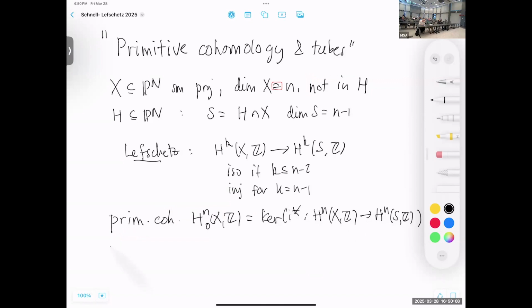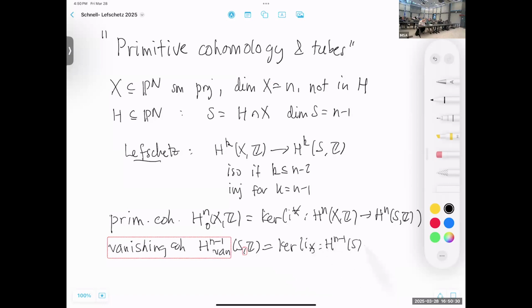And then for S, I can turn it around. There's the so-called vanishing cohomology in degree n-1 of S with integer coefficients. So that's the kernel of the Gysin map i_* from H^{n-1}(S) to H^{n+1}(X), and this is dual to the restriction map on homology. So those are the two pieces.